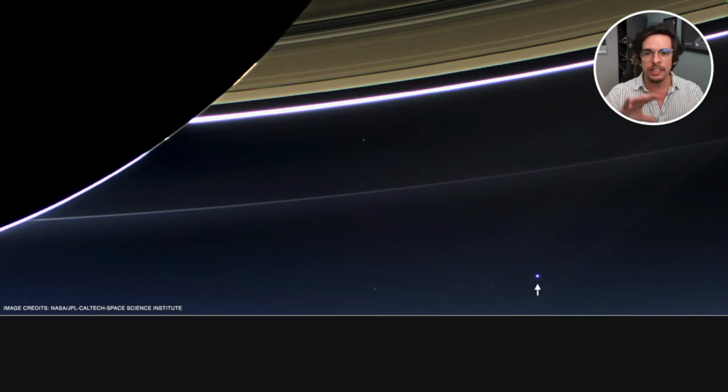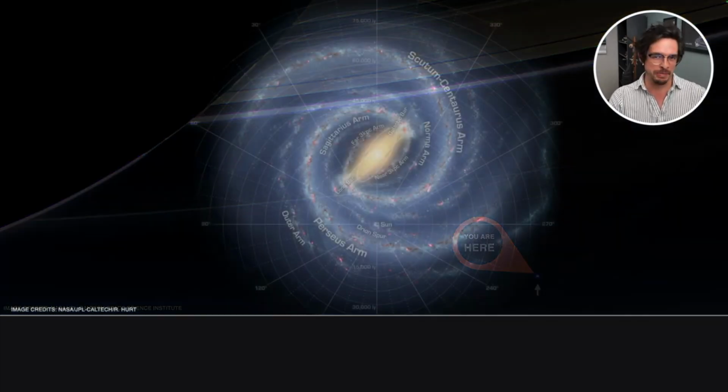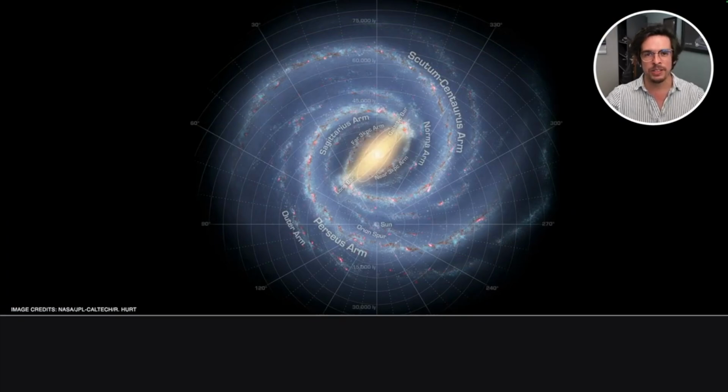This is a selfie that was taken by the Cassini spacecraft that was going around close to Saturn. And this little dot that you see with an arrow, that is our Earth. That's exactly where we are too. This is an image that should make you feel a bit small, but if this is not doing the trick for you, consider the following image, which is a picture of our galaxy.